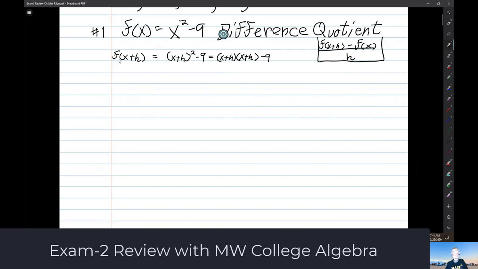Okay, so anyway, I'm plugging x plus h in where x would normally be. And then I'm going to work it all out. So this will be x squared plus hx plus hx minus 9. My gosh, that's easy. All right, x squared plus 2hx minus 9. Oh yeah, no wonder I left something out.